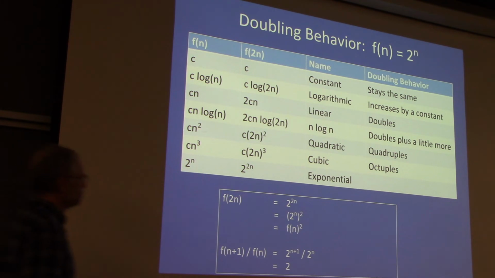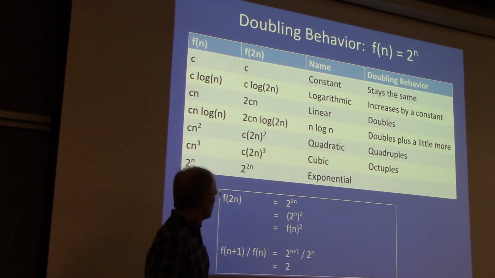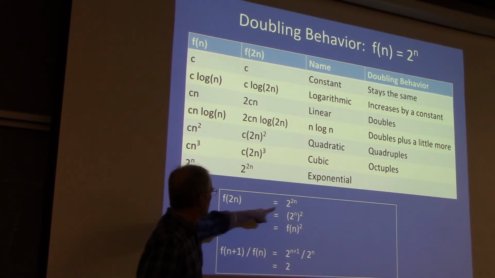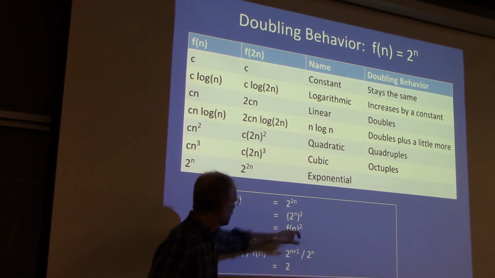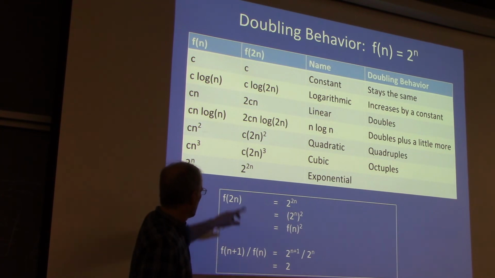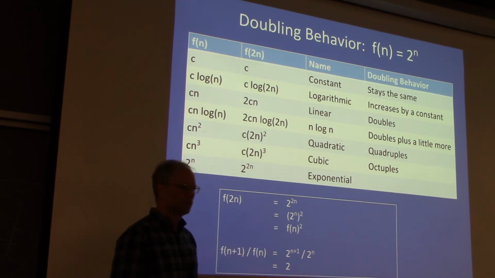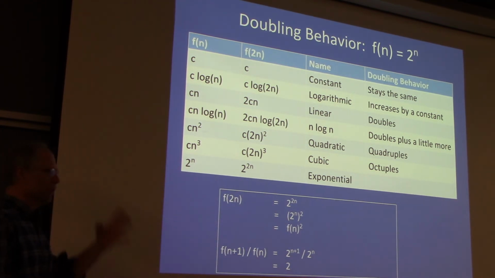So if you look at f of 2n, that's 2 to the 2n. If you regroup it, it's 2 to the n, squared. Well, 2 to the n was just f of n. So f of 2n is the square of f of n. That's assuming the leading constant is 1. The math doesn't work out quite so nicely when there's a leading constant other than 1.